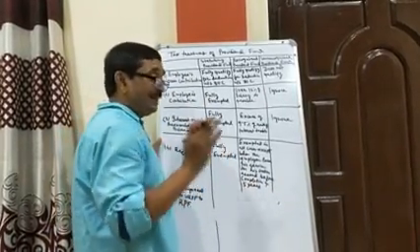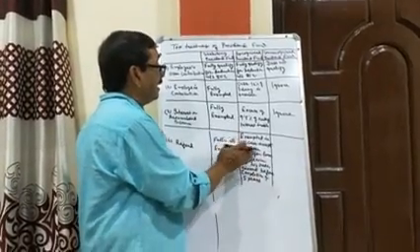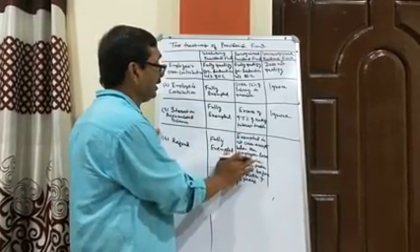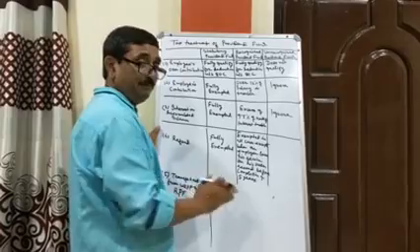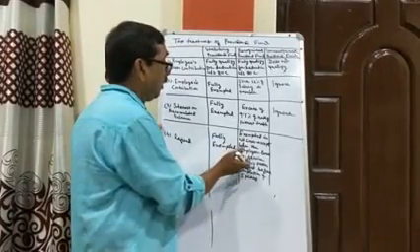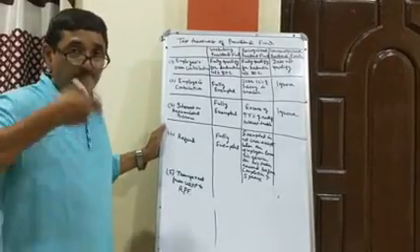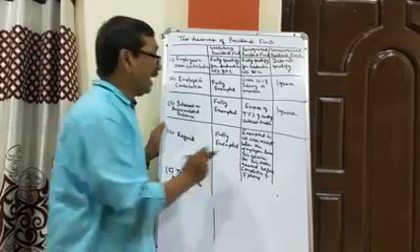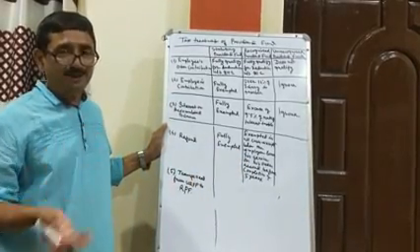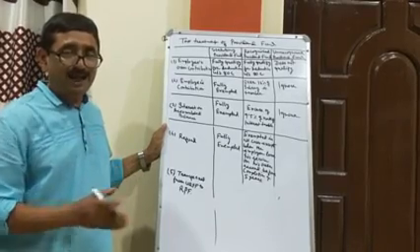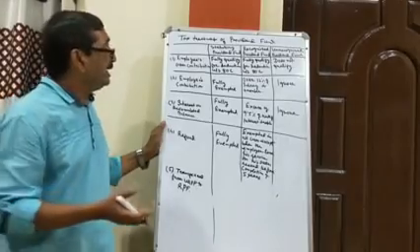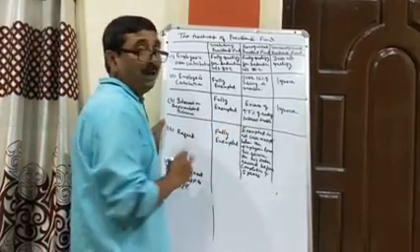What I have written here: generally exempted in all cases. What is the exception? When the employee leaves his service on his own accord, according to his own wish, before completion of 5 years. If he had completed 5 years of service and leaves according to his own wish, then he cannot get the benefit of exemption.